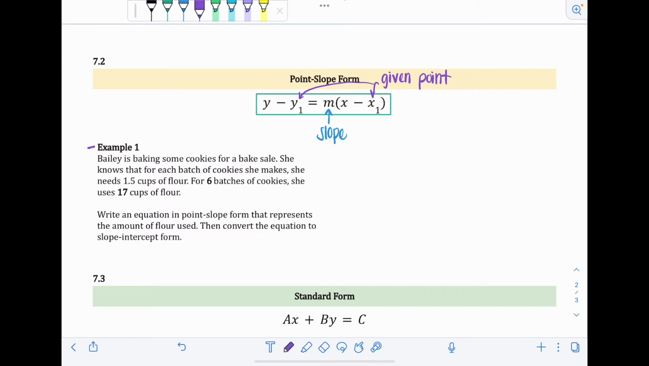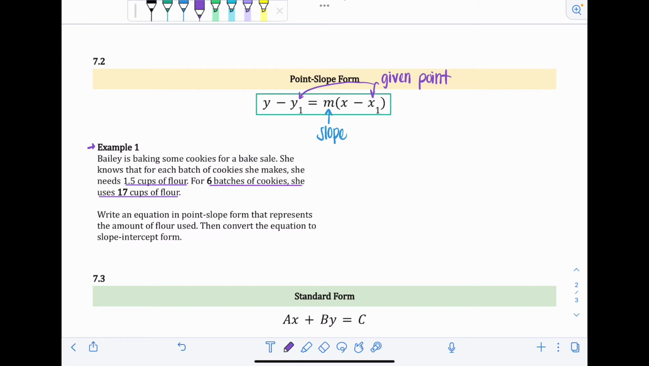So example 1, Bailey is baking some cookies for a bake sale. She knows that for each batch of cookies that she makes, she needs 1.5 cups of flour. So that's an important piece. For 6 batches of cookies, she uses 17 cups of flour. So that might be some more important information. Remember, we're not expected to read through word problems only once, so just one more time to get a better idea of what it's asking. She uses 1.5 cups of flour per batch, and for 6 batches of cookies, she uses 17 cups of flour.